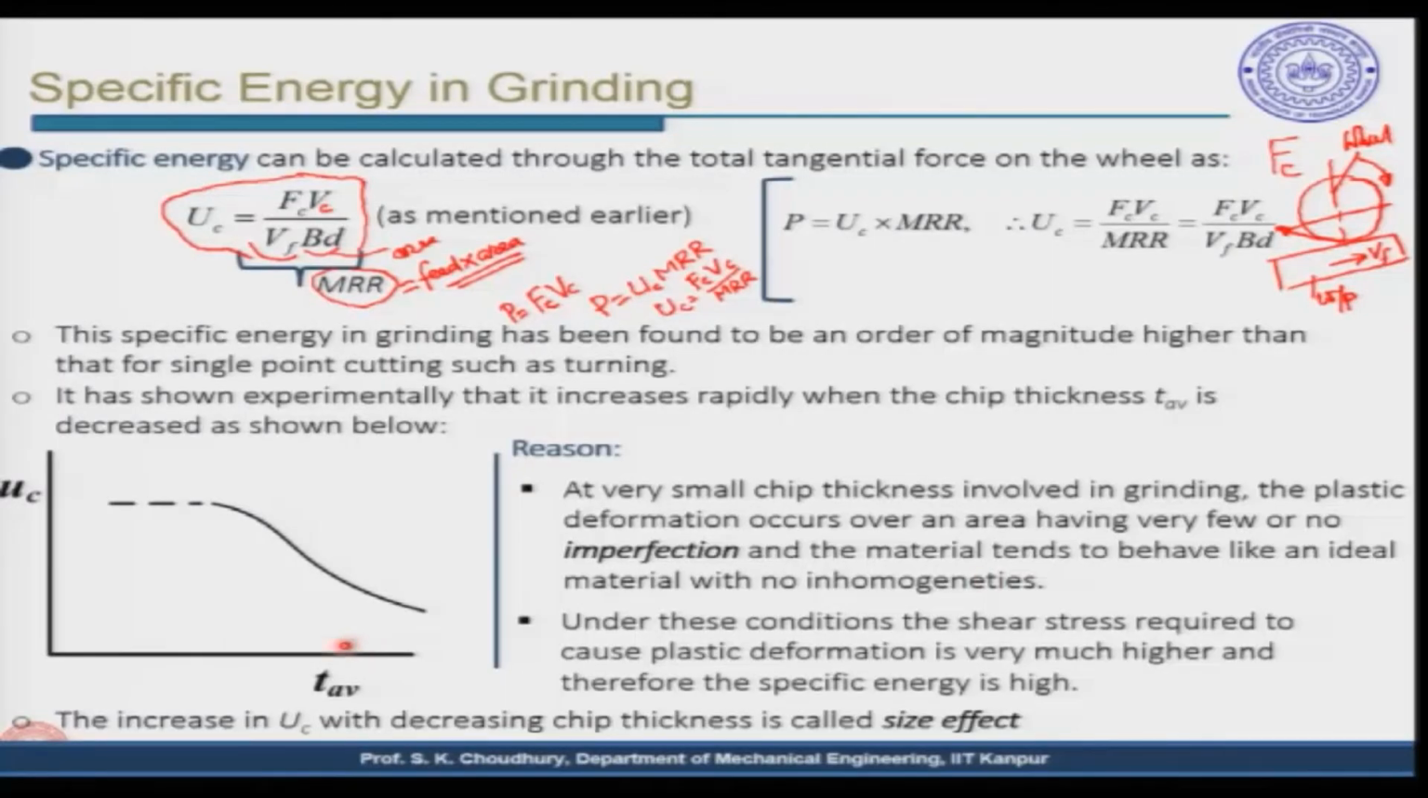Now, this is the effect, that when the t1 decreases, the Uc or the specific energy increases. This effect is called the size effect. The increase in Uc with decreasing chip thickness is called the size effect. However, size effect is one of the reasons why the specific energy in grinding becomes very high. There are other two reasons that we will be discussing in our next session.